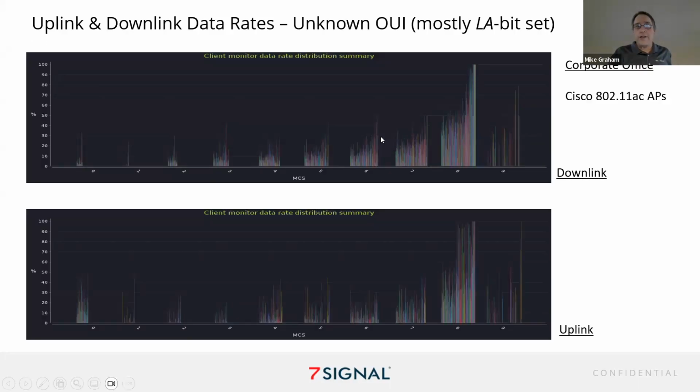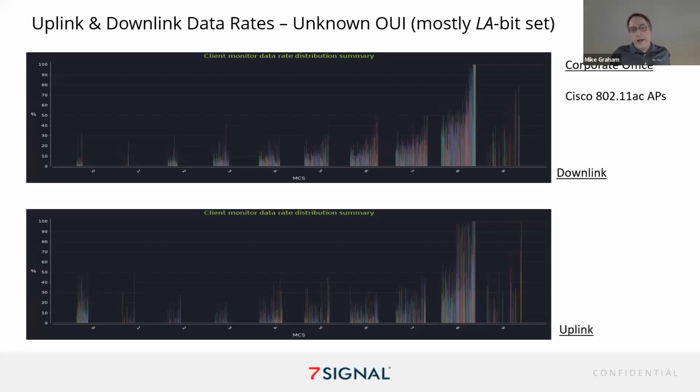All right. So, I started out here and I pulled these from 2 different sites. They're both corporate customers. One of them is running Cisco AC APs. The other is running Aruba APs. I want to talk a little bit about what these charts represent.